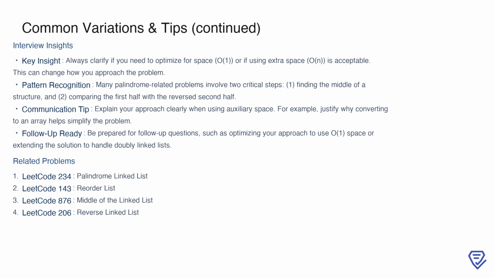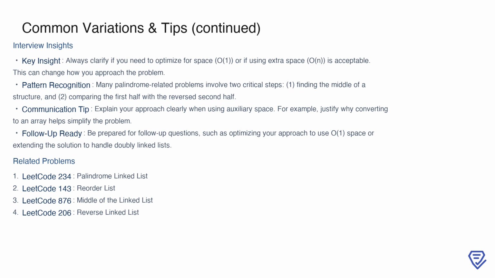From an interview perspective, it's important to clarify whether space optimization is required. Knowing whether O(1) space or O(n) space is acceptable can significantly influence your approach to the problem. A common pattern in palindrome-related problems involves two key steps: finding the middle of the structure and comparing the first half with the reversed second half. If you choose to use extra space, such as converting the list to an array, be sure to explain your reasoning clearly. For instance, you might justify that this approach simplifies the logic and reduces the chance of errors.